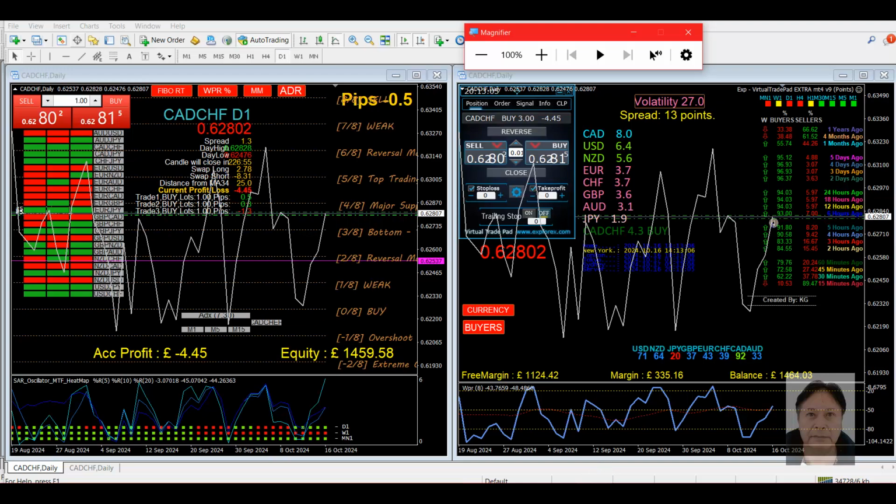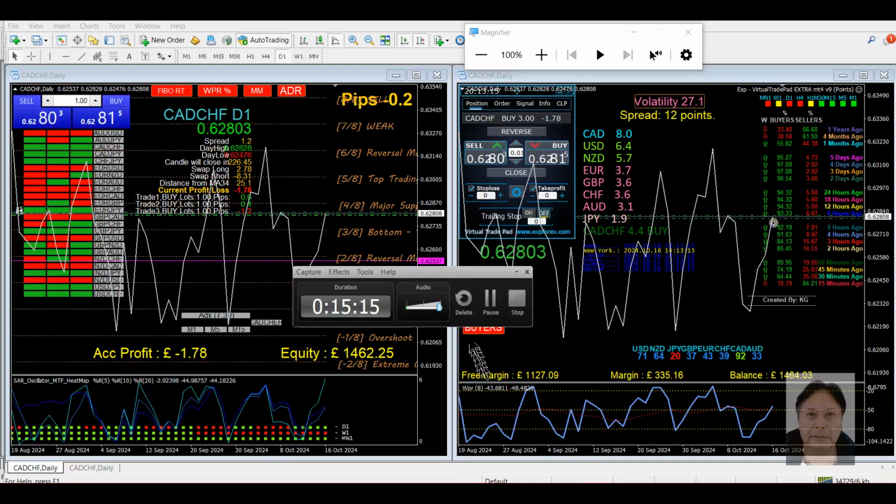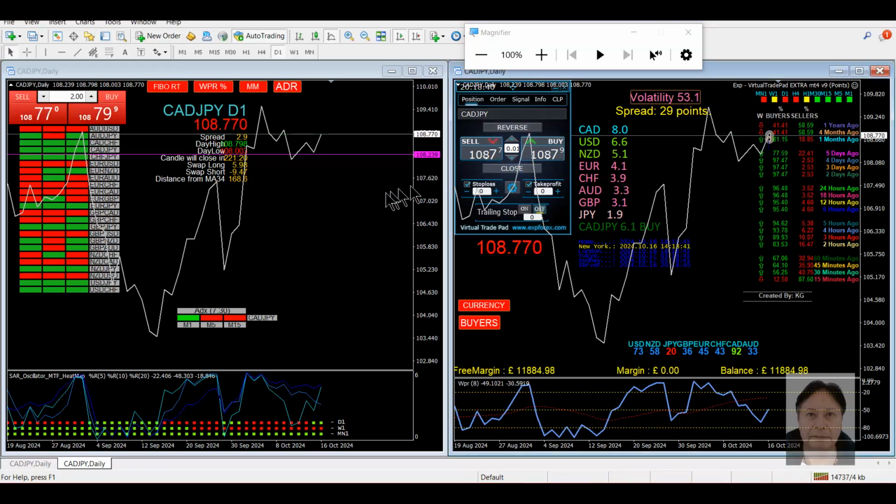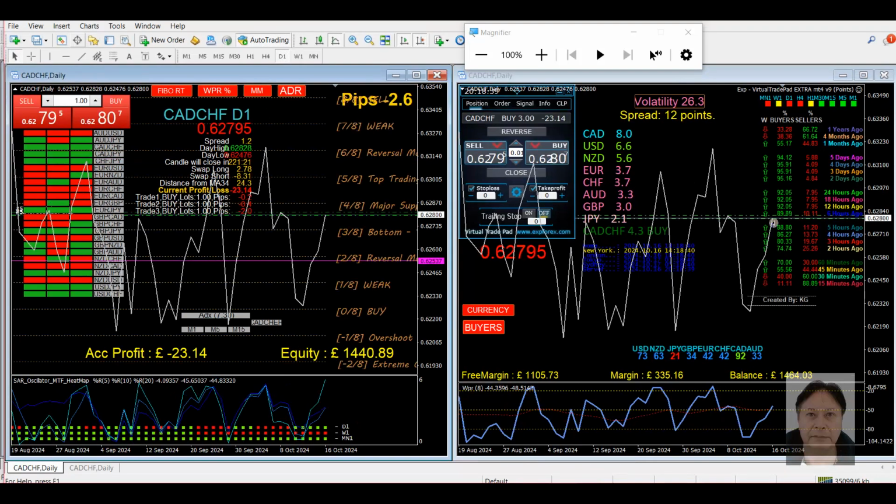Just pause that. 15 minutes into the recording. This is another currency pair that I'm doing. Right, $15 or £15. Right, just close that over here. Made an easy $15 or 15 quid. And let's go back to what I was doing before.